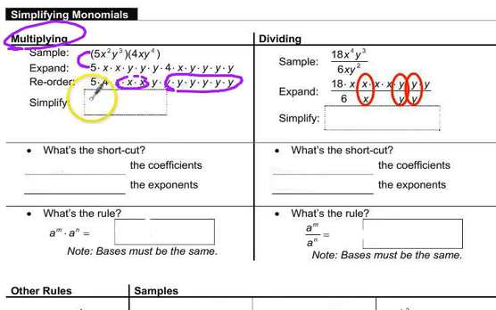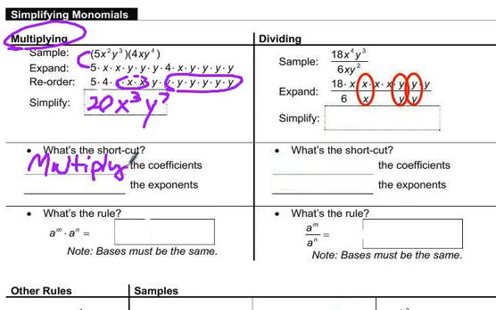5 times 4, of course, would be 20. But how many x's do we have now? We have 2 here and 1 here. So altogether we have 3 x's. Here we have 3 y's and 4 y's. So altogether we'd have 7 y's. So the shortcut would be, when you're multiplying, you multiply coefficients, which is what we just did.